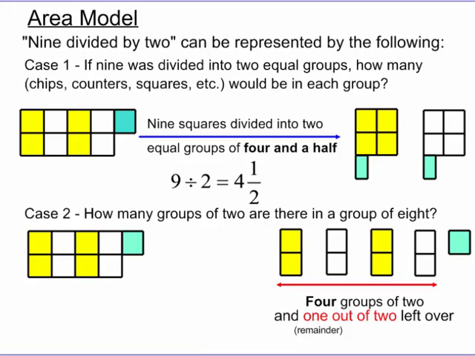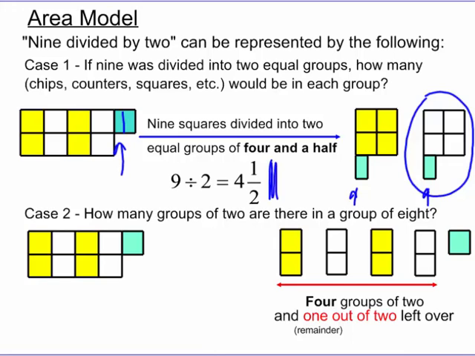So I have 9 squares, and if I look at case 1, I want to divide it into 2 equal groups. If I split up my 4 yellow and my 4 white into 2 equal groups, each group is getting 4 whole units to start. And then I'm left with this blue square that causes me some trouble. If I have to split that into each group, I have to cut it in half. So if I cut that in half and I give each group half, I am left with a total of 4 whole units and 1 half unit, or 4.5.